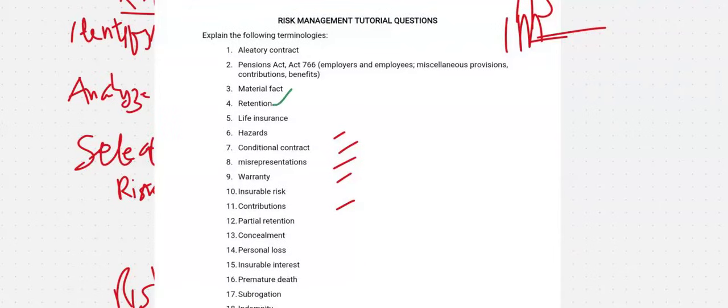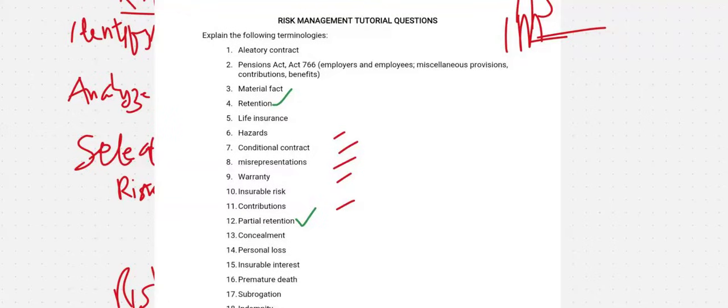What is partial retention, therefore? Partial retention simply means that the business or the individual can cover part of the loss, and let's say the insurance company can cover the other part, or the other party can cover part of the loss. That's partial retention, halfway retention.